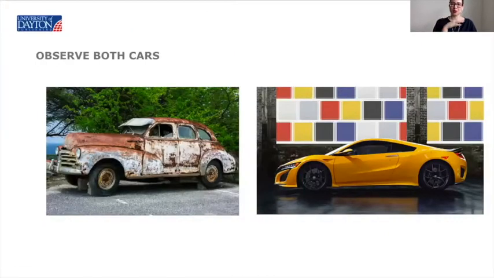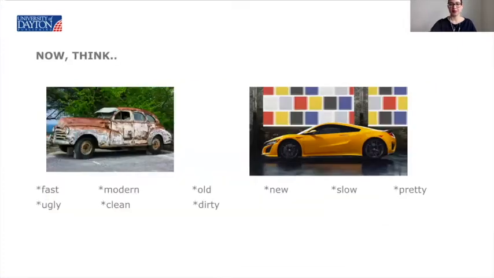I'm going to ask you to observe the white car and the yellow car, okay? And to think about whatever comes to your mind when you see them, whether it's the color, how many years it has or it must have, the speed, different things, okay?